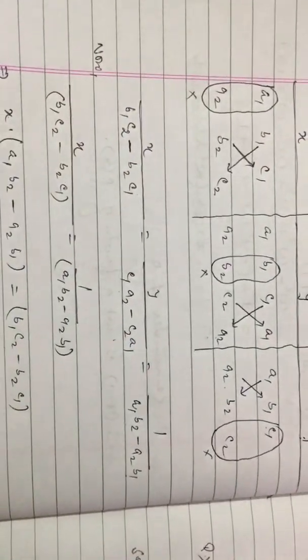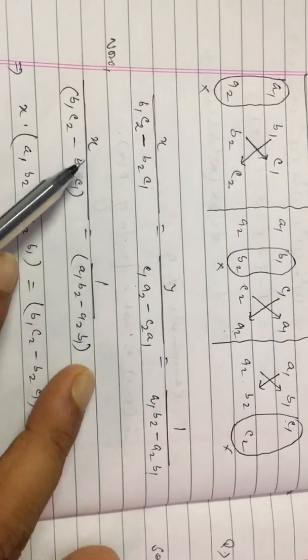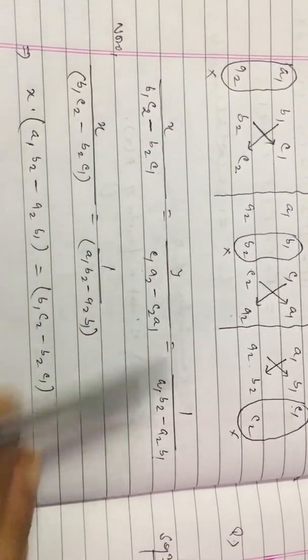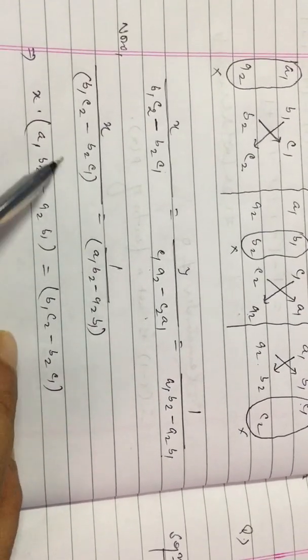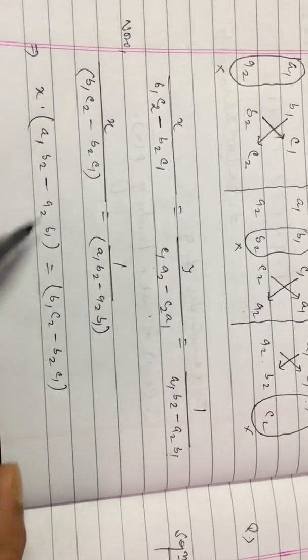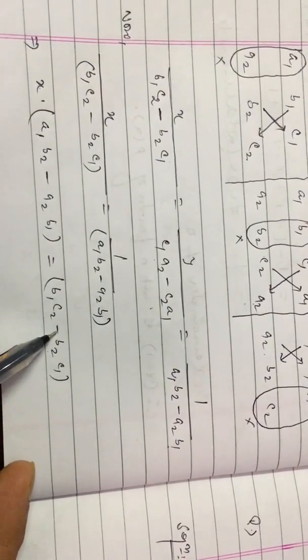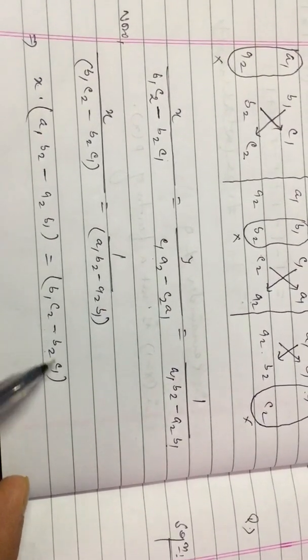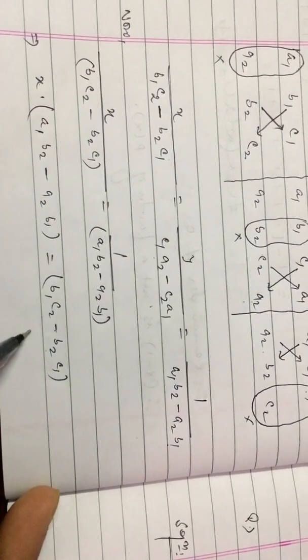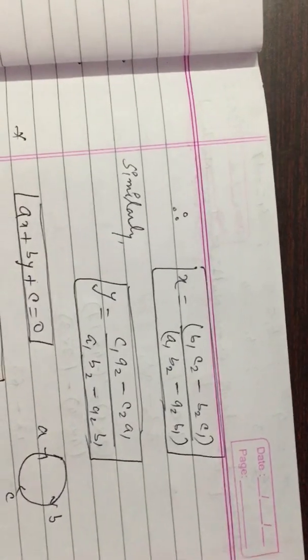Now for deriving the formula, take this, equate this with this, and now cross multiply them: x multiplied by this term and this multiplied by 1. So x is equal to this whole term divided by this. It means x is equal to b1 c2 minus b2 c1 whole divided by a1 b2 minus a2 b1. That is the formula for x, you can see here.